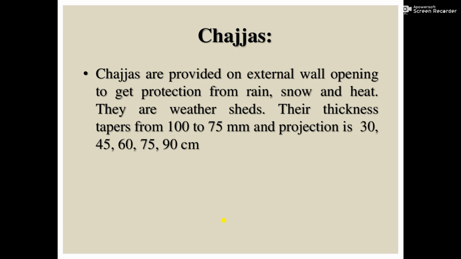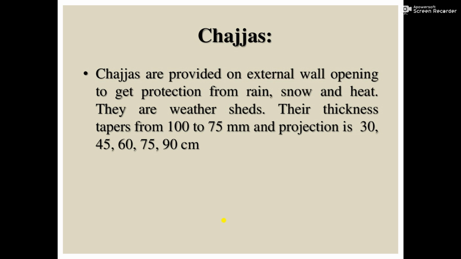Next, the chajjas. The chajjas are provided on the external wall openings to get protection from the rain, snow and the heat. They are weather shades. Their thickness tapers from 100 to 75 mm and projection is 30, 45, 60, 75 or 90 cm.